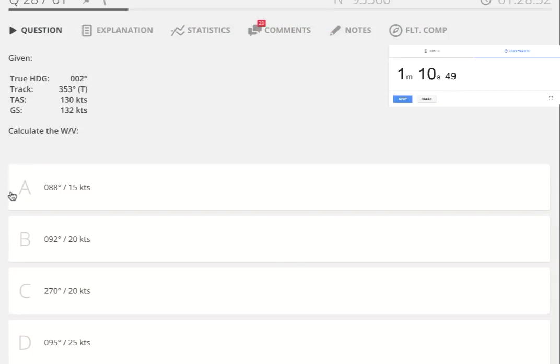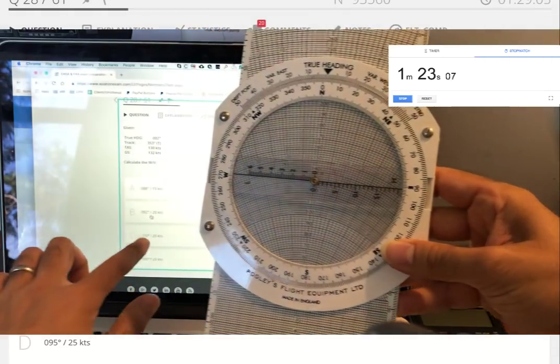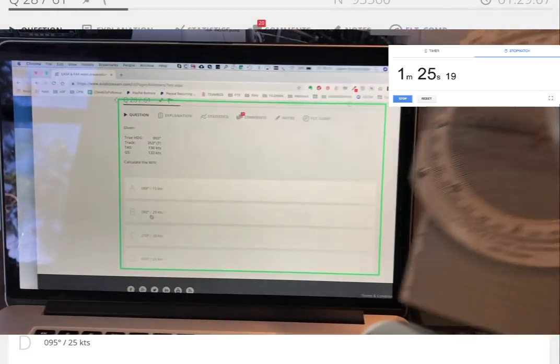What have we got? Well, let's just double check that. I'd say it's probably 92 and 20 knots.